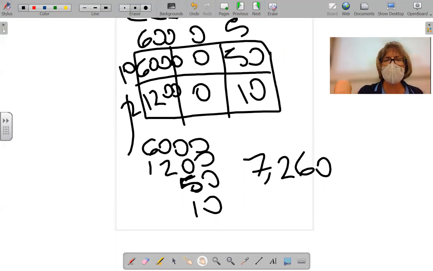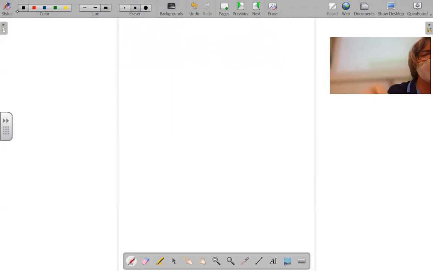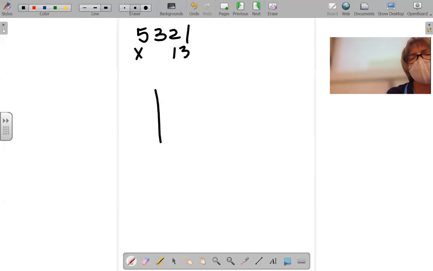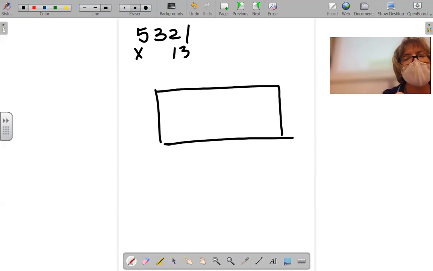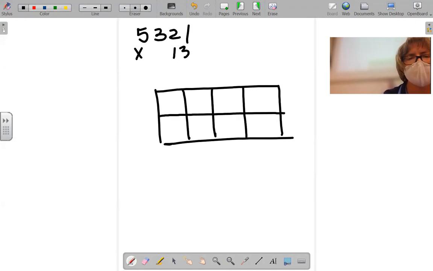I love this. Just for giggles, I'm going to do one more and check. I do that, but I break up, like if it's a 12, I just make it a 10 and then... You break it down. Okay, so something like 5,321 times 13. Let me try this myself, not that we need a calculator to figure stuff out. So we're doing 4 by 2.